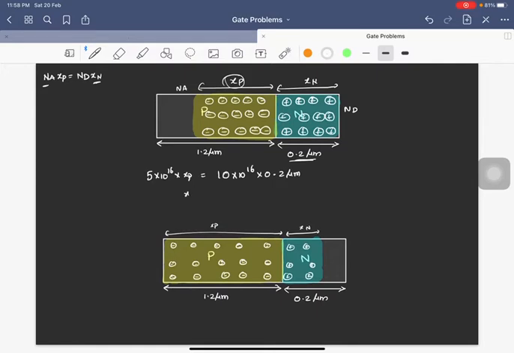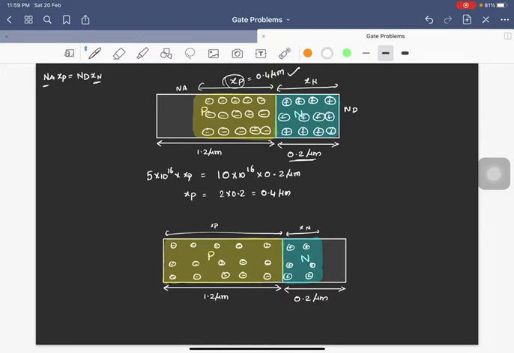So my xp then will be how much? 2 into 0.2 micrometer, that is 0.4 micrometer. Okay, so this is 0.4 micrometer. So this is fine, right? 0.4 micrometer is very much less than 1.2 micrometer, and everything is satisfied right here. So our initial guess is correct. That is, n region will be completely depleted ahead into p region. So the question is solved here.